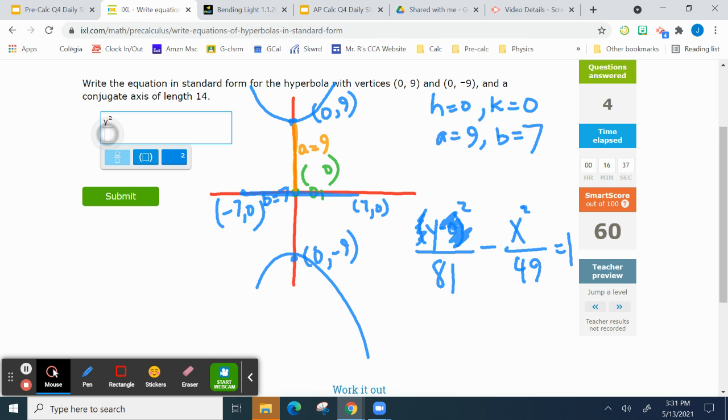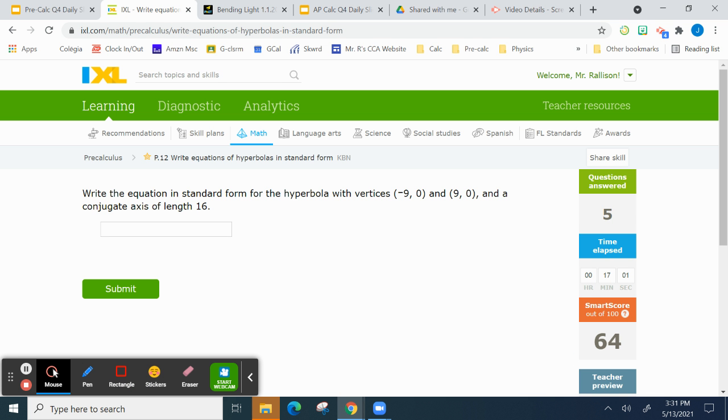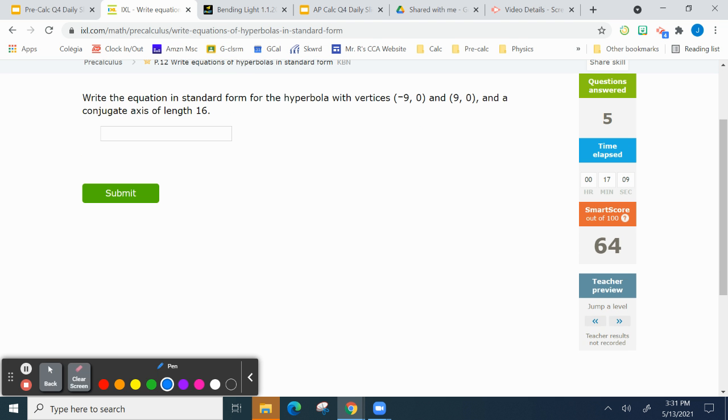Y squared over 81 minus x squared over 49 equals 1. So that's how that goes. And you might get different. Here we have an exact duplicate, so I'm just going to jump a level again. But no matter which set of points you have, all you have to do is just start drawing them out, right? So the vertices, wow, that is just crazy similar.